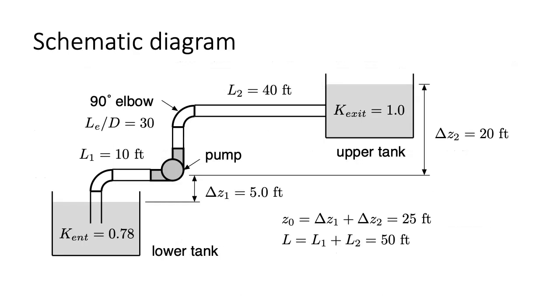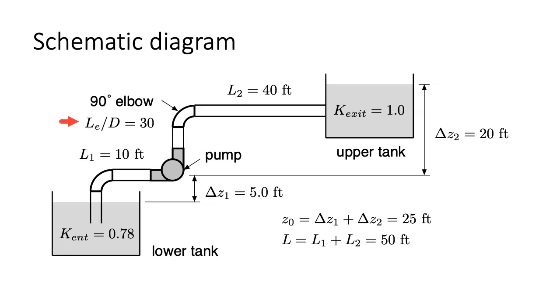Let's begin by looking at the schematic diagram for this problem, which shows water being pumped upwards from a lower tank to an upper tank. The water in the lower tank first enters the piping through a re-entrant entrance with a loss coefficient of 0.78. Then it goes through 10 feet of piping and 1 elbow before the pump suction inlet. After the pump discharge, it goes through 40 more feet of piping and 1 additional elbow before flowing into the upper tank through an abrupt exit with a loss coefficient of 1.0. This corresponds to a complete loss of the kinetic energy for the flow in the pipe.